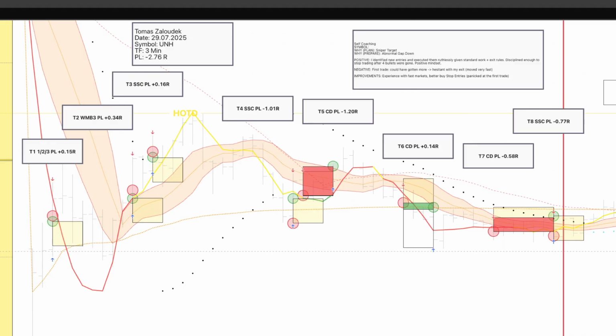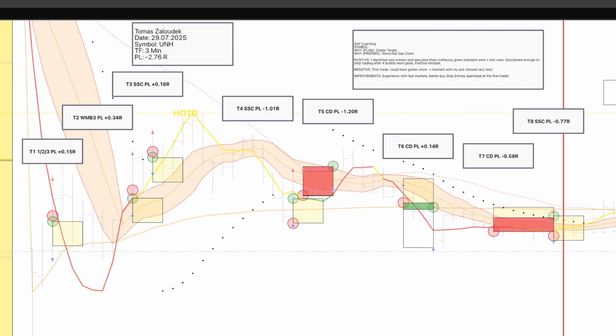So I think it was fine given the standard risk and identifying these patterns. I think that was very good. And I was disciplined enough to stop trading after the four bullets were gone, and I had a positive mindset about the process. On the negative side, the first trade, I had to go back and look at that. I could have gotten more and hesitated with my entry. Even though the entry was correct, I just felt like it wasn't where I wanted to be on par. And with the exit rules, I could have gotten more.